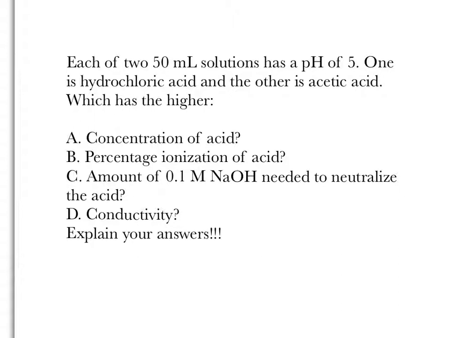Now let's think about C, the amount of 0.1 molar sodium hydroxide needed to neutralize the acid. So which one has the higher amount of sodium hydroxide needed to neutralize it? Well, since we have more acetic acid to reach a pH of 5, we're going to need more sodium hydroxide to neutralize that. And which one has a higher conductivity? Again, hydrochloric acid, strong acid, 100% ionization, so it's going to be the most conductive.